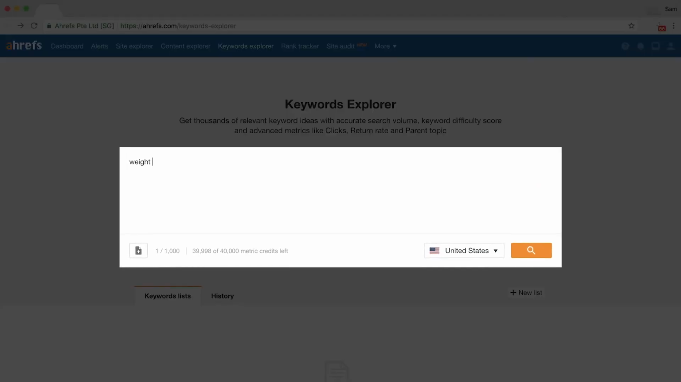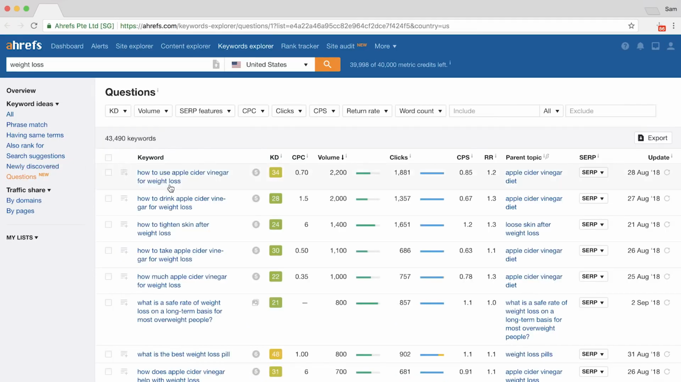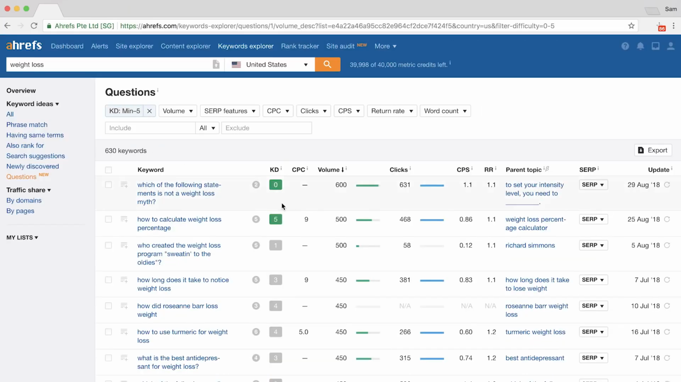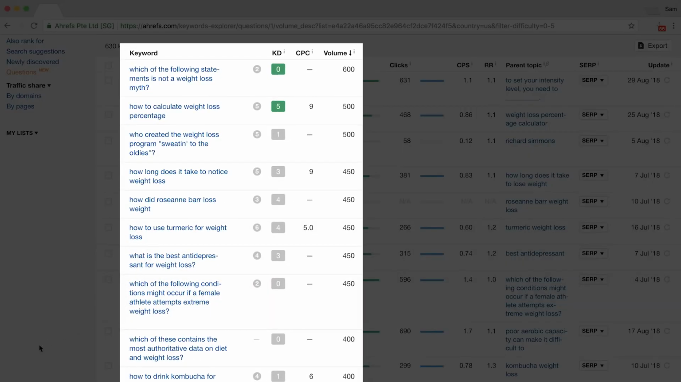So let's type in weight loss in Keywords Explorer. Next, go to the questions report. Since it's a very competitive niche, as you can see from the keyword difficulty score, let's set the max KD to something low like 5. And I bet you would have never thought about targeting these long tail keyword topics on your own. With these questions, you can create your own FAQ section on your website and start getting a ton of long tail traffic from these phrases.